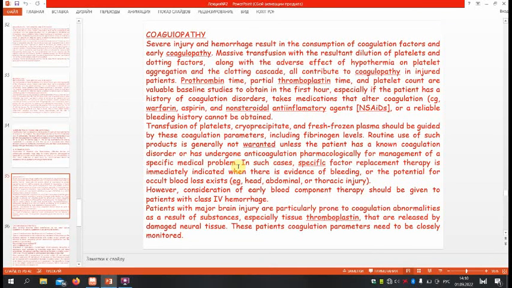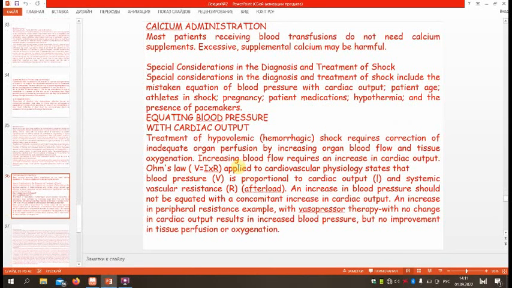Patients with major brain injury are particularly prone to coagulation abnormalities as a result of substances, especially tissue thromboplastin, that are released by damaged nerve tissue. These patients' coagulation parameters need to be closely monitored. Calcium administration. Most patients receiving blood transfusions do not need calcium supplements. Excessive supplemental calcium may be harmful.